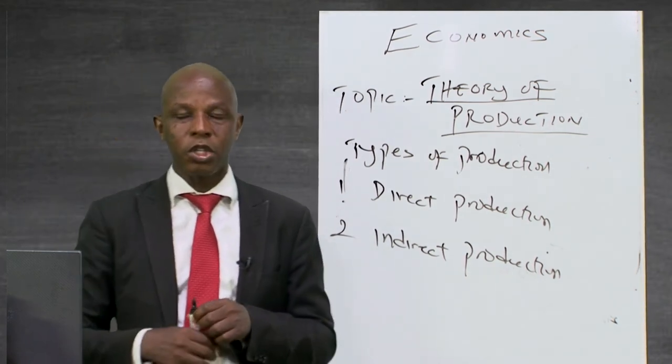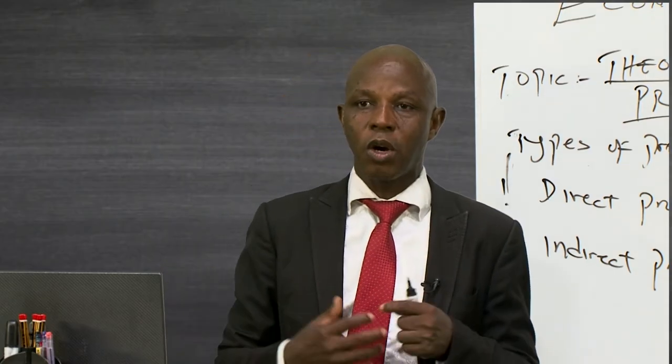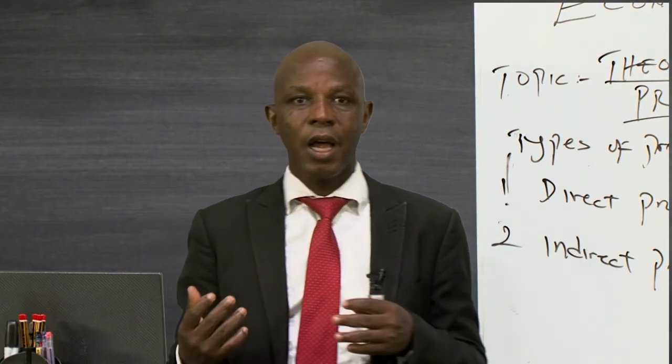What is indirect production? Indirect production is a type of production in which goods and services are produced in large scale, mainly for sale, or in exchange for other needs. So when you are producing in large scale, we call it commercial agriculture.